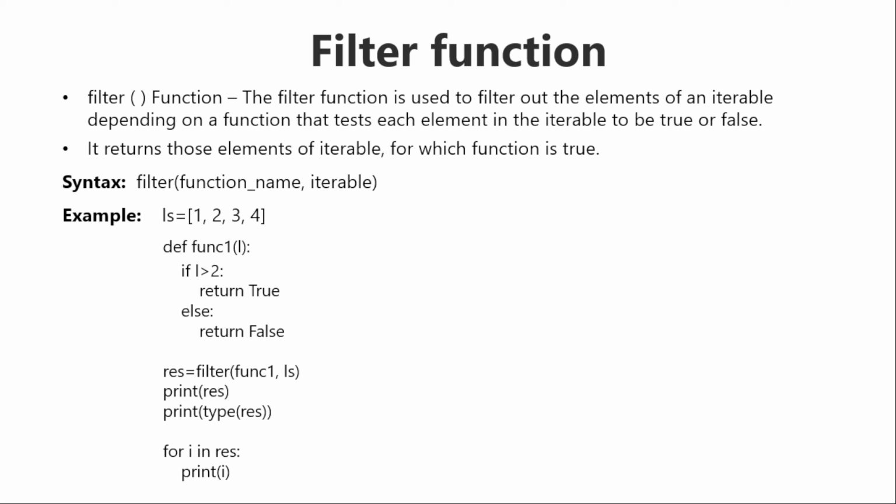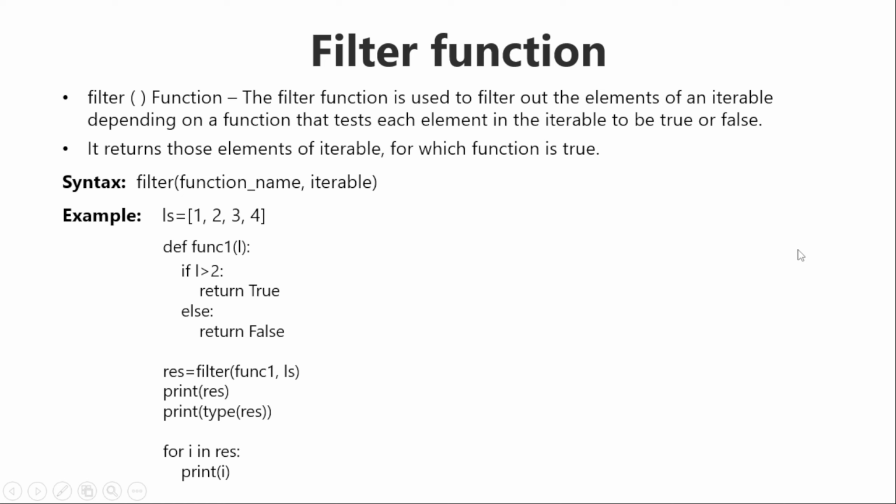After that, I create a results variable, so result = filter(func1, ls). The func1 will be the function to test the elements, whether true or false, based on the function condition, and ls will be the iterable object. So I'm printing the results, and I'm also printing the type of results. Once you print the elements, it will be in terms of a filter object. To check its type, you can see it is of type filter. In order to access its elements, you can make use of a for loop: for i in result, print i, which gives the elements which are true for the given function condition.